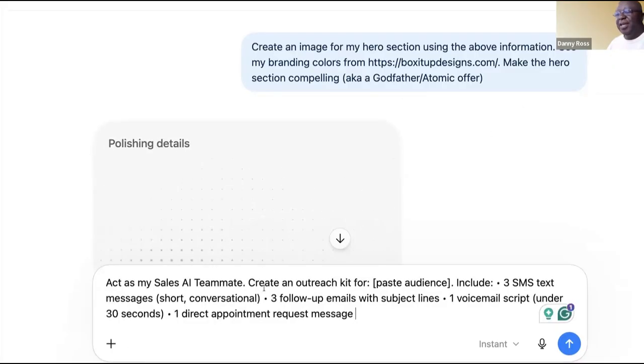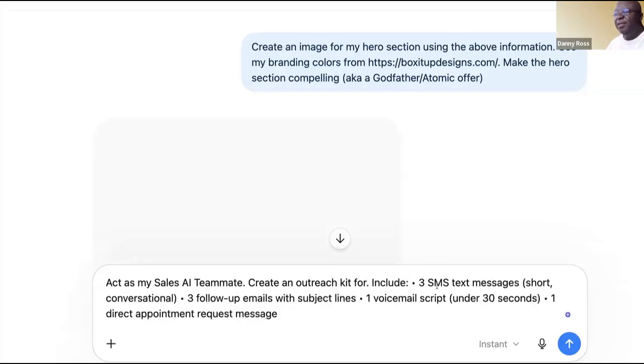Using the above information used by Bryce. Act as my sales AI team. Create an outreach kit. We don't need to put the target audience again. Include 3 SMS, short conversational, 1 voicemail script, 1 direct appointment request message.